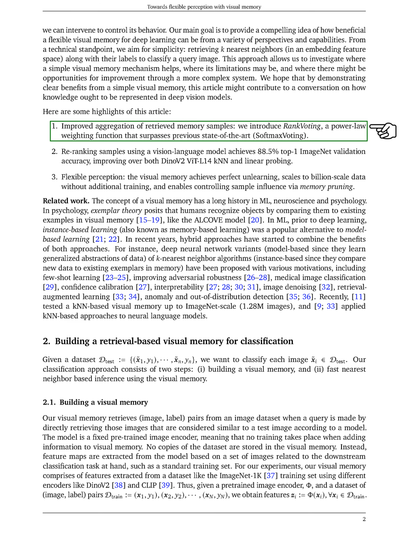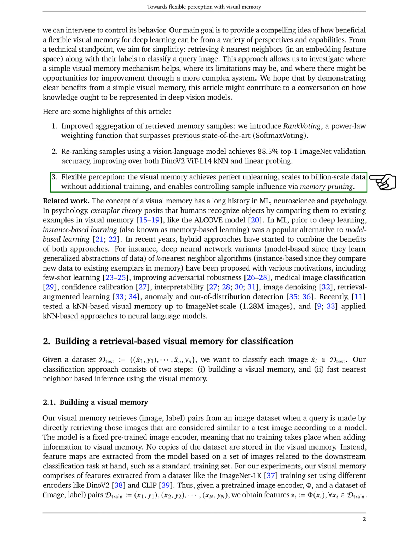Some key points from our article include improved aggregation of memory samples through a new method called rank voting, which outperforms previous techniques. We achieve high accuracy on ImageNet validation and demonstrate that our visual memory allows for perfect unlearning, scales to large datasets without extra training, and enables control over sample influence through memory pruning.